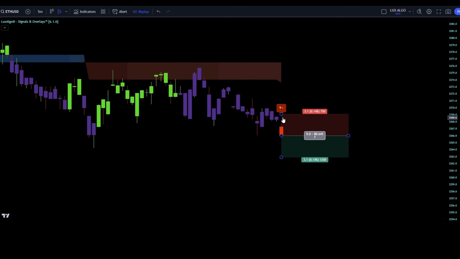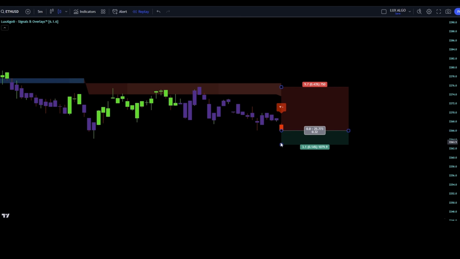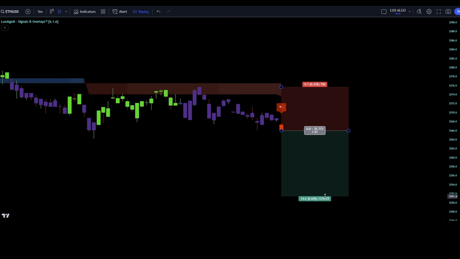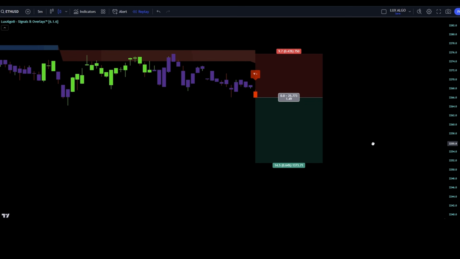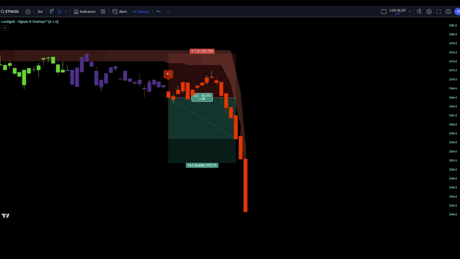Let me show you another example for a valid short entry signal. So let's check 3 easy steps. Red-colored Neo cloud, strong sell signal, red-colored candle. Stop loss at the recent high, and we are targeting a 1 to 1.5 risk-reward ratio.